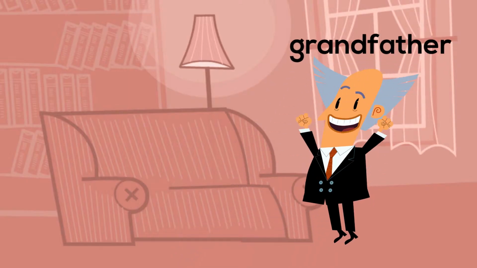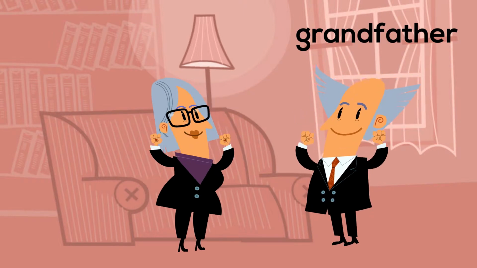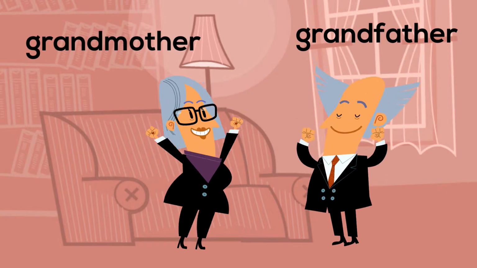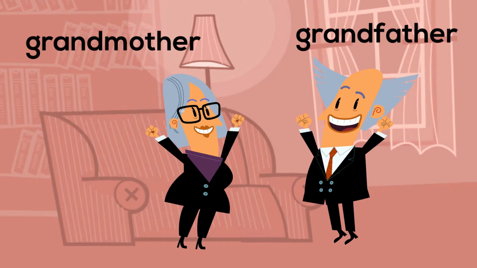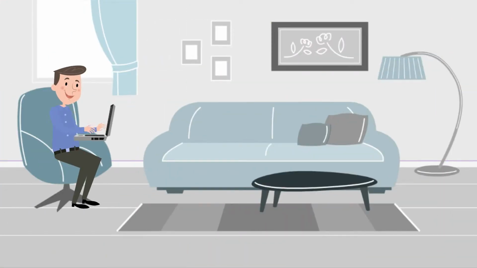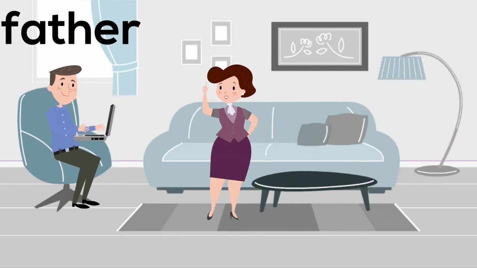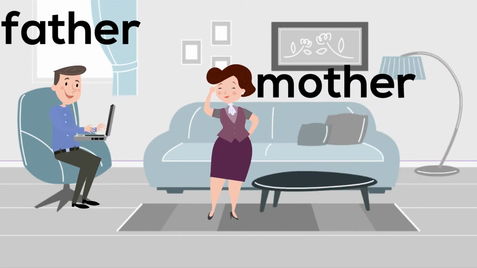This is grandfather. And this is grandmother. Grandmother and grandfather. Who do we have over here? This is father. And on our right, we have mother. Mother and father.